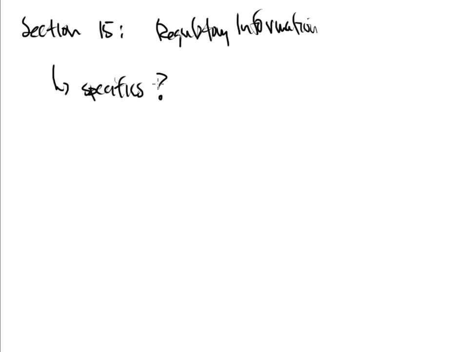If this was radioactive, where does it get stored? How do you store it? How do you dispose of it? When does it get used? Who are the types of people that will use it? Those are the types of things that we're talking about in section 15.